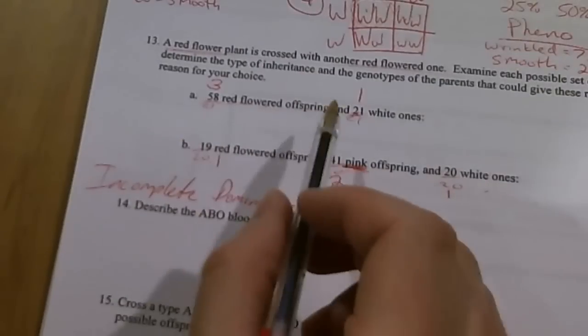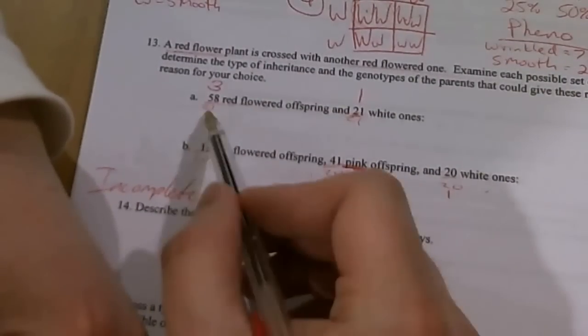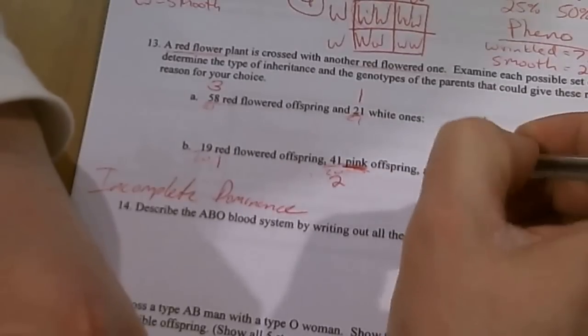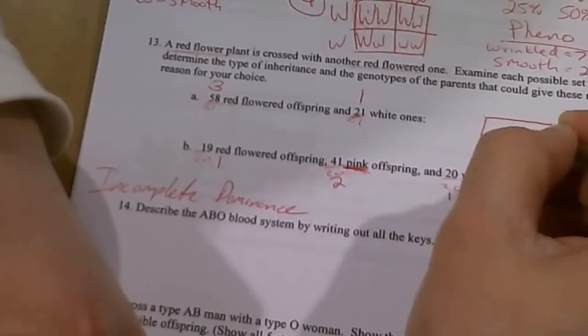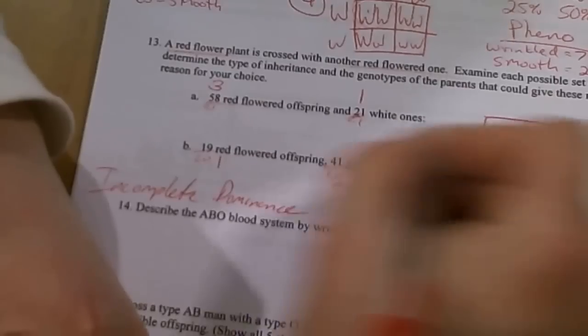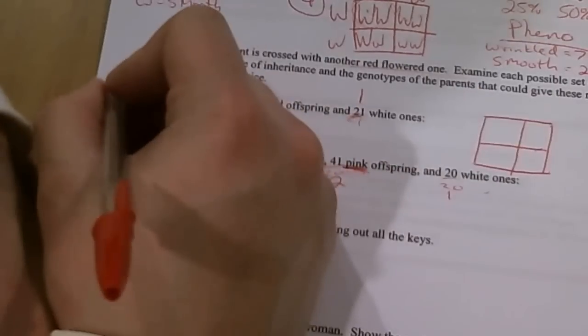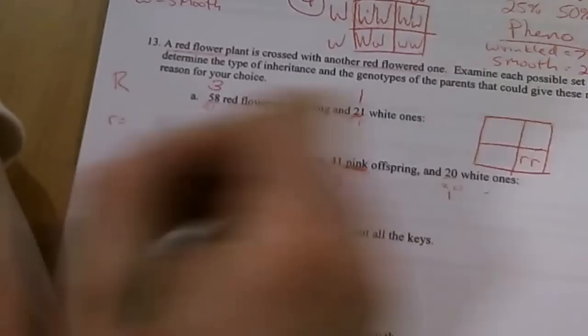So what could be the possibilities of the parents that would give rise to these offspring? Well, we have to work backwards and think about it a little bit. But if we find white ones, we know for sure that if we have a white one, that white one would have to be little r.